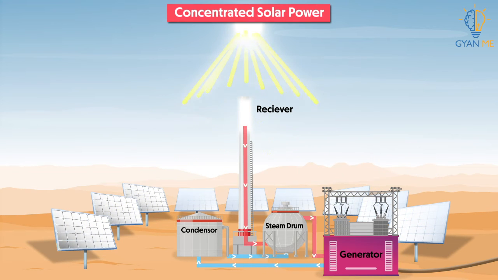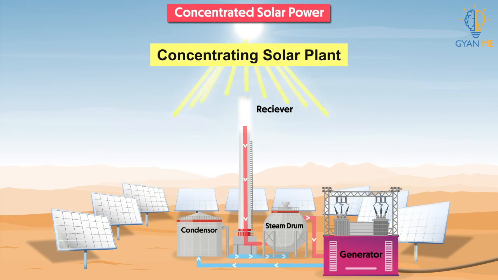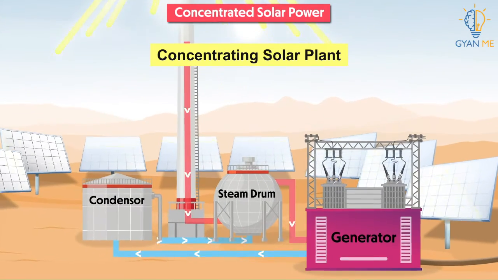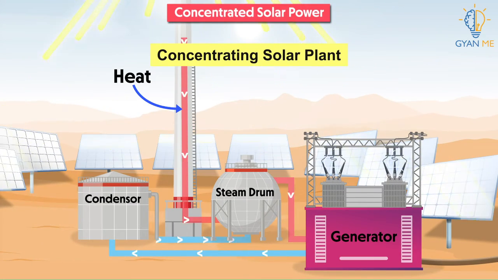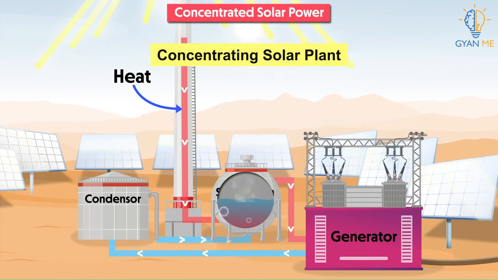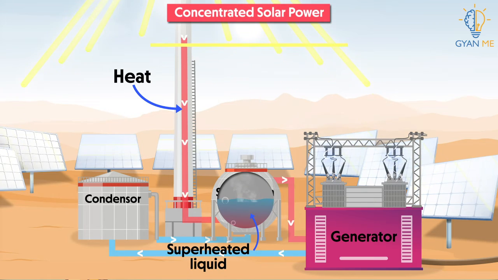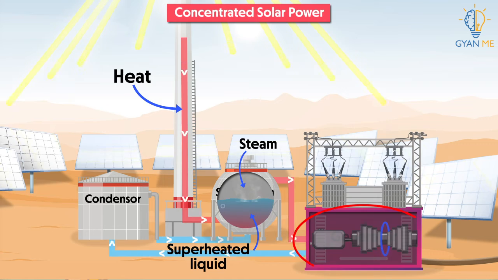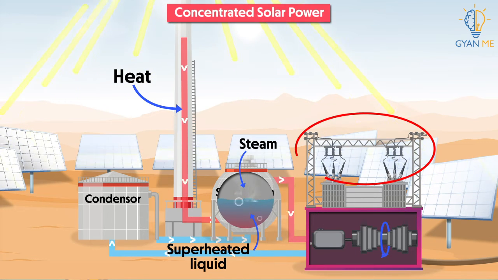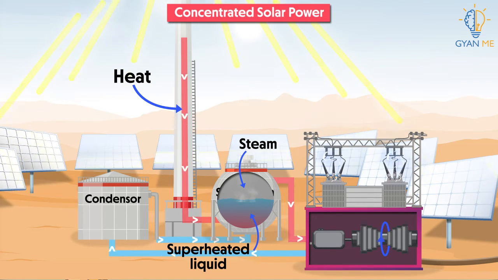These plants are called concentrating solar plants, which consist of two parts. The first part collects the solar energy, and this solar energy gets converted into heat, which heats up a liquid. The superheated liquid is then used to produce steam. The steam rotates the turbine and produces electricity just in the same way as coal plants do. And this is the second part where heat energy is converted into electricity.